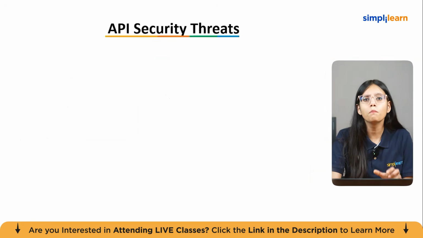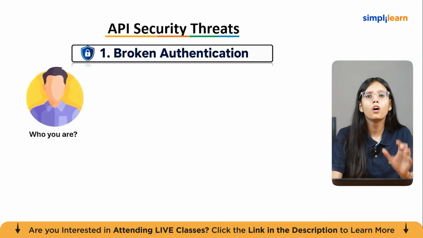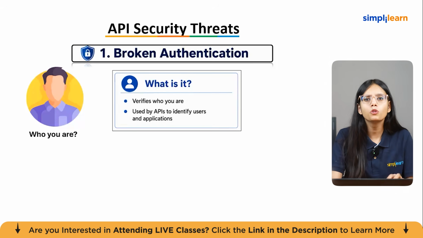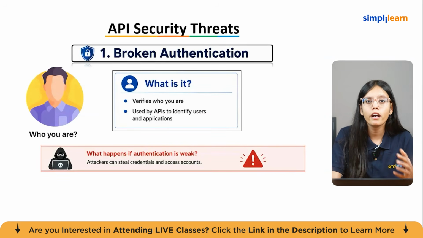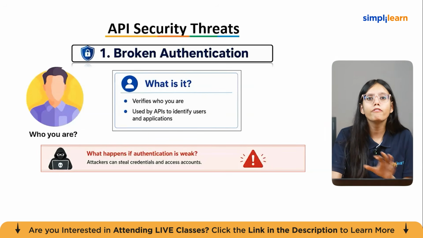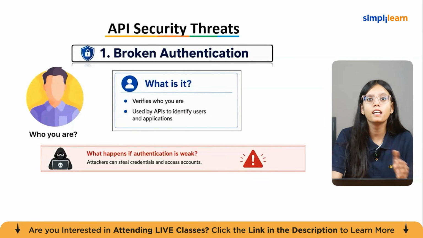Now let's look at some common API security threats. First, we have broken authentication. Authentication answers one important question, and that is, who are you? APIs use authentication to verify the identity of users or applications. You enter your username and password. The API verifies your identity. If everything matches, access is granted. But if authentication is weak, attackers can steal credentials and access your account.